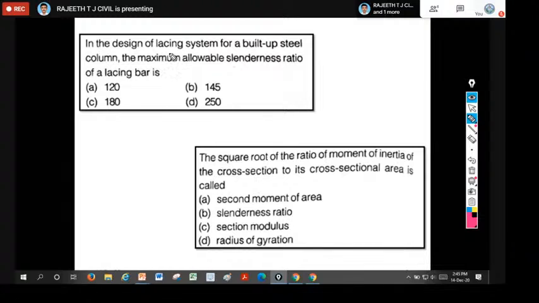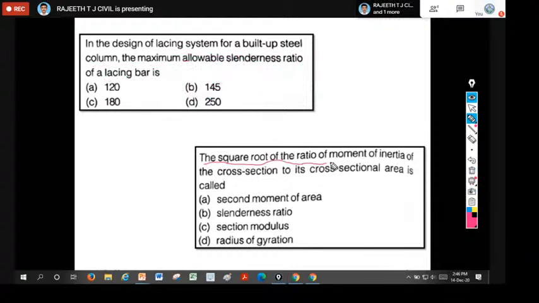Here, in the design of a lacing system for a built-up steel column, the maximum allowable slenderness ratio according to the code is 145. You saw in the last slide, the maximum allowable slenderness ratio given in the code book is 145 for the lacing system. We go for one more question here.